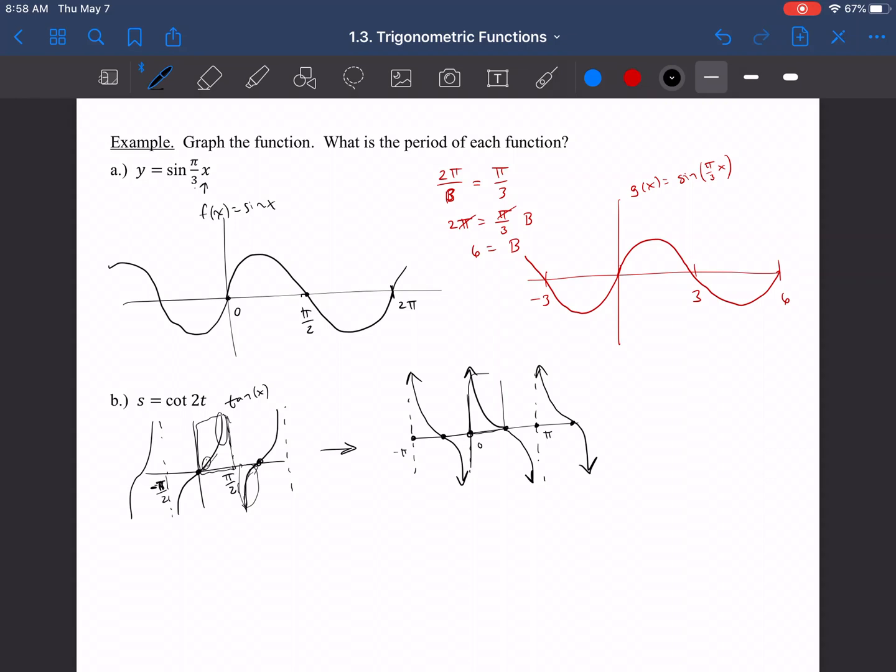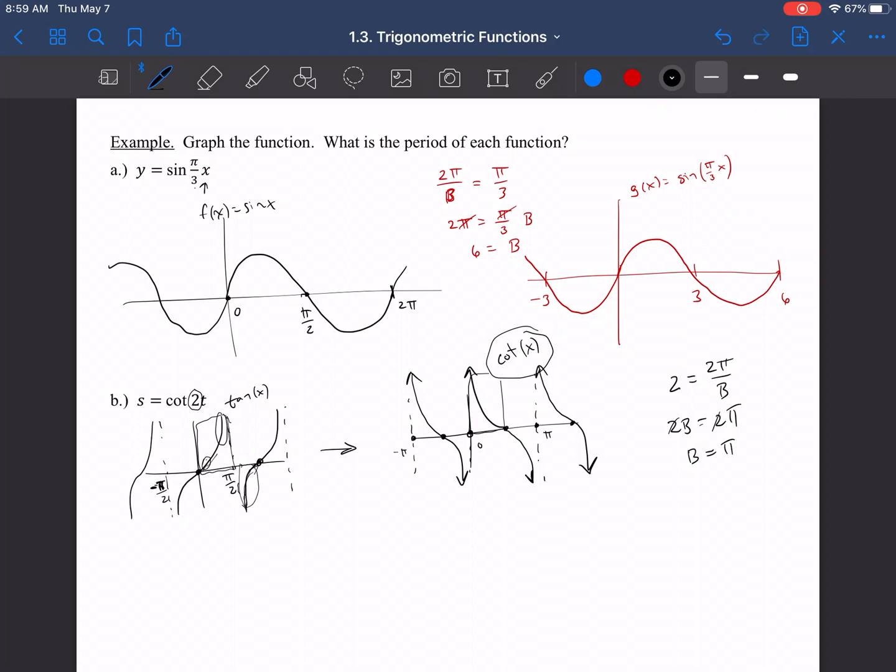All right, there's cotangent of x. That's what that graph looks like. Now what they're asking us to do is cotangent of 2t. If we were to assume that this 2 right here, if we did 2 equals 2 pi over b, we would get 2b equals 2 pi, and we would get b equals pi, right? Well, a period of pi is what the period is for regular old cotangent, okay?